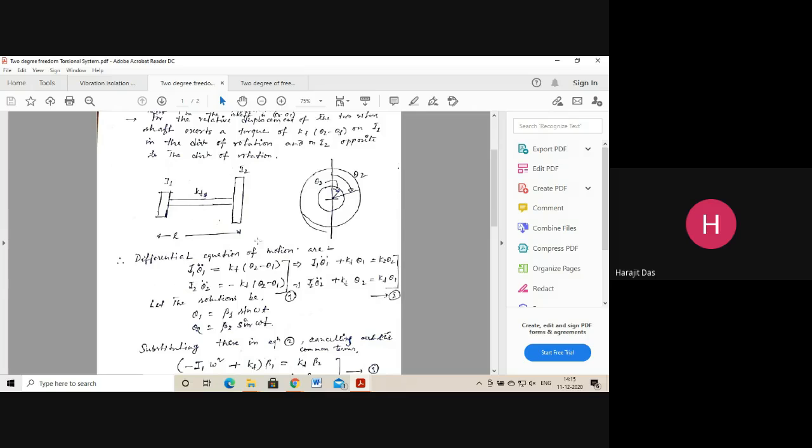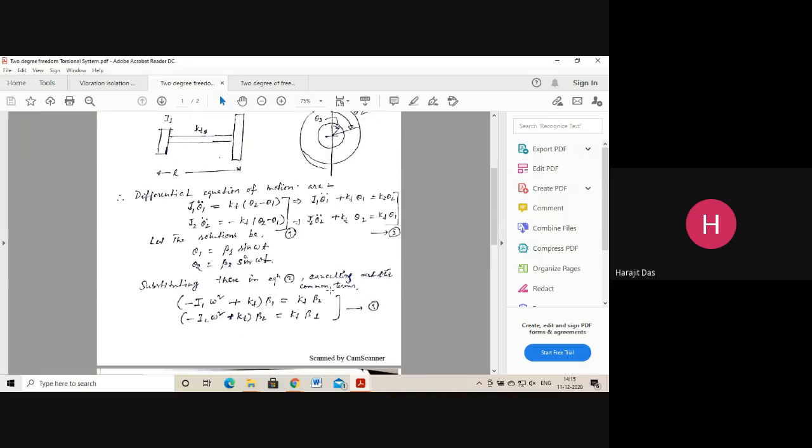After rearrangement of the second equation for the second disk, I2 theta2 double dot, don't write it as J2, it is I2 only. J is generally written for the polar moment of inertia. Here it is the mass moment of inertia. You may not see it distinctly, but you have to consider that this is I. So I2 theta2 double dot plus kt theta2, from here you can write this one, and kt into theta1. Here it was theta2 and here it is theta1.